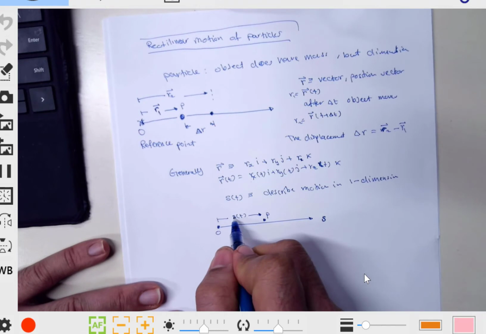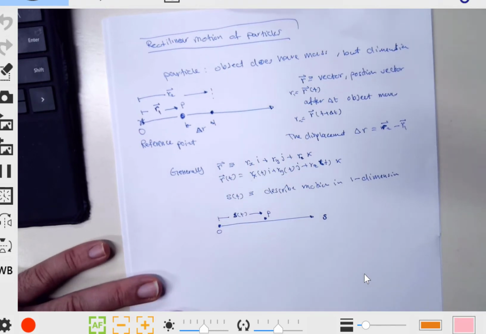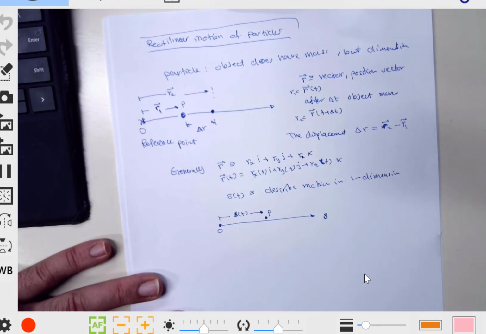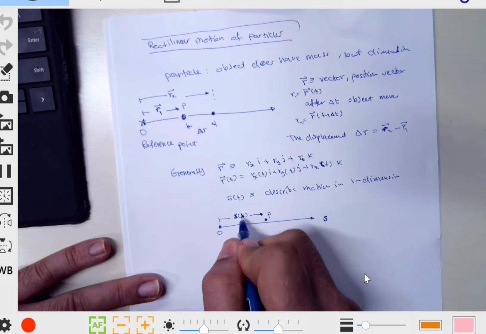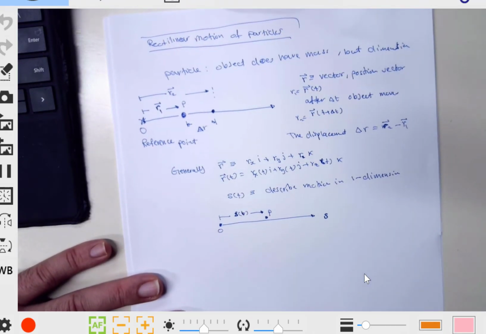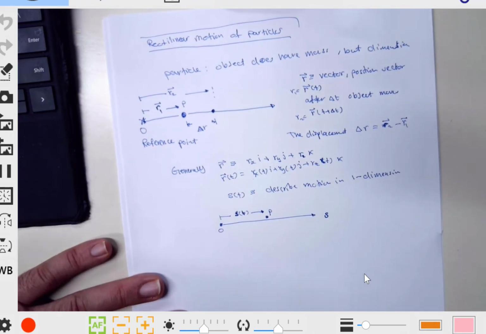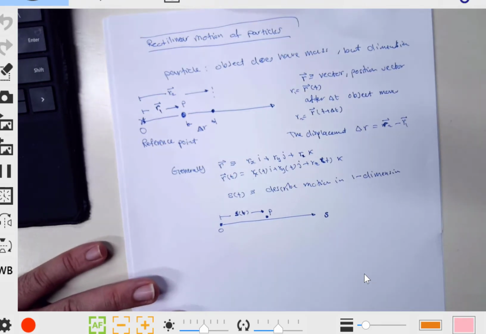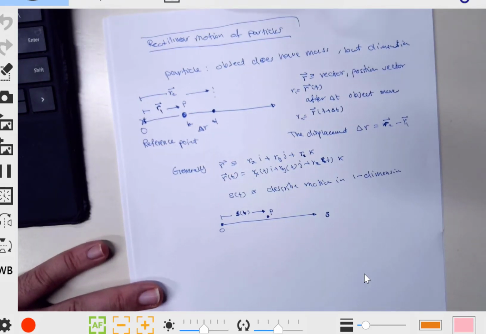And there is no reason I should say a function of time. It could be a function of any other thing, but commonly it's a function of time, since time is an absolute reference that we use always in measuring how objects move.